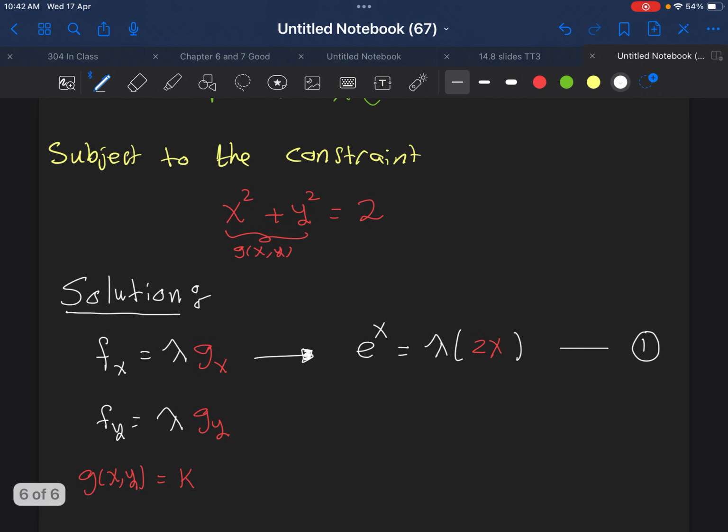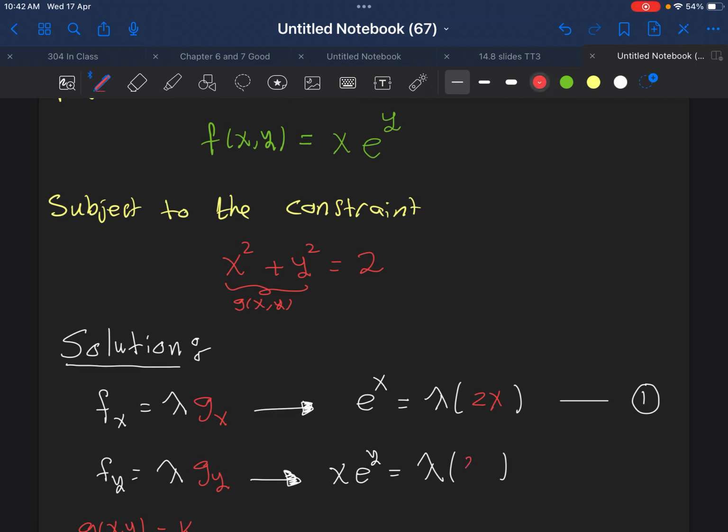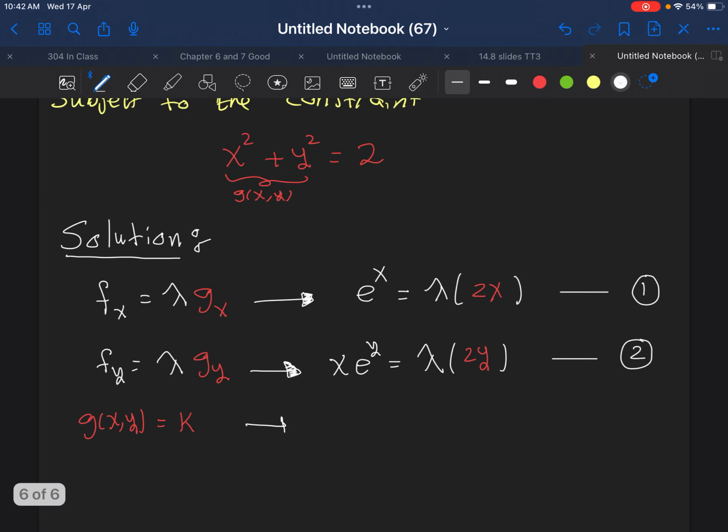Equation number 2, if we need to find f_y, this will be x e^y, because the derivative of e^y is exactly only e^y, and x we consider as a constant. Then we have lambda, and then we have g_y, which is 2y. And this is equation number 2. Equation number 3, which is again the important one, will be just the constraint itself. So x squared plus y squared equals 2. We consider it as equation number 3.